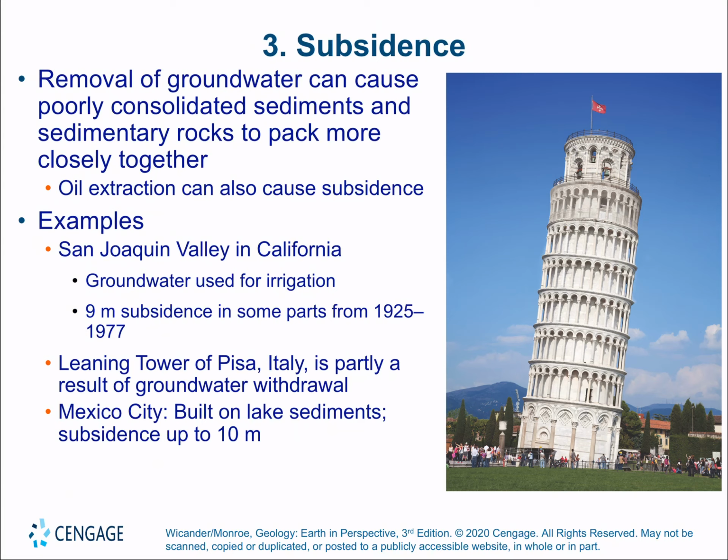Subsidence is another problem that we encounter when we remove groundwater. And this is going to be seen in poorly consolidated sediment or sedimentary rock that tends to pack close together. If we take out too much oil from our ground, we can cause subsidence. An example of that is in the San Joaquin Valley in California. This picture shows the Leaning Tower of Pisa. It leans because of groundwater withdrawal.